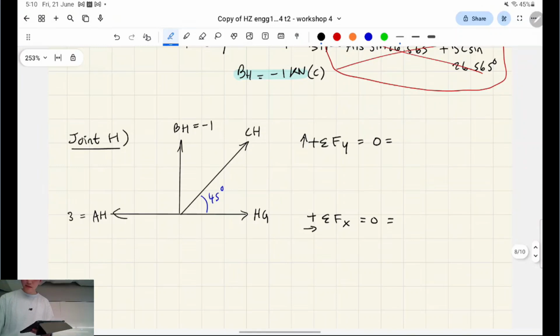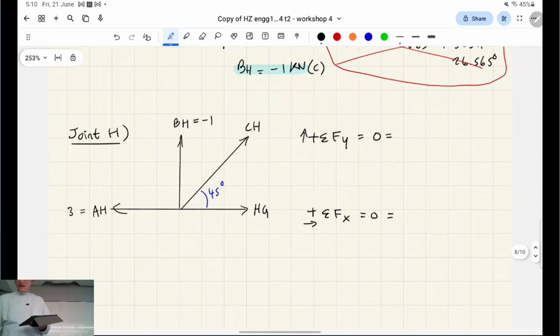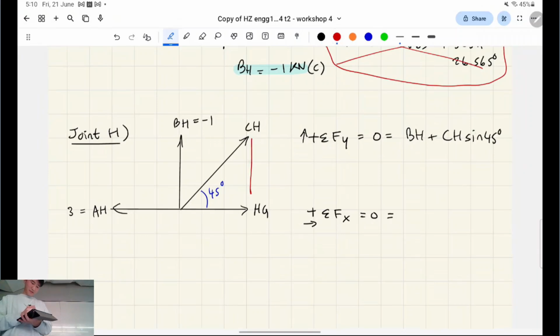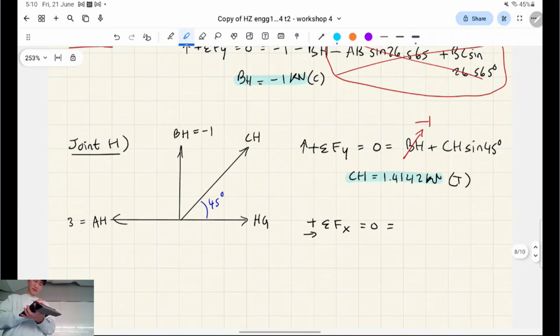Okay. So here's what H looks like. And we take the sum in the y direction first. So that's positive BH, positive CH sine 45. So we're looking at the vertical component of CH and BH. And BH will actually be a negative number, like that, right? Now we can work out for CH. Should be in tension, like that.